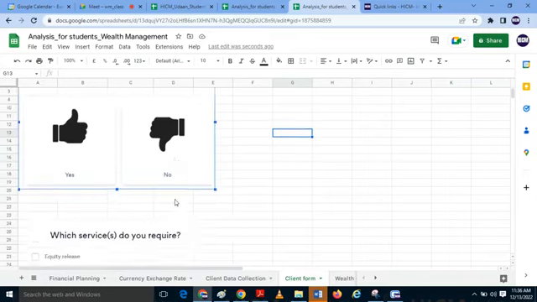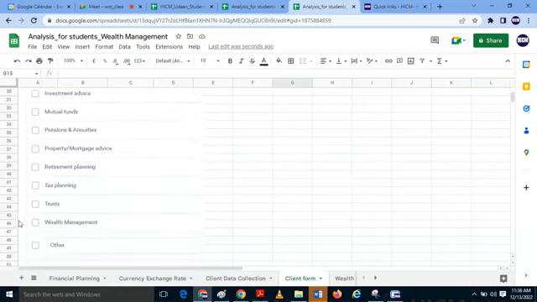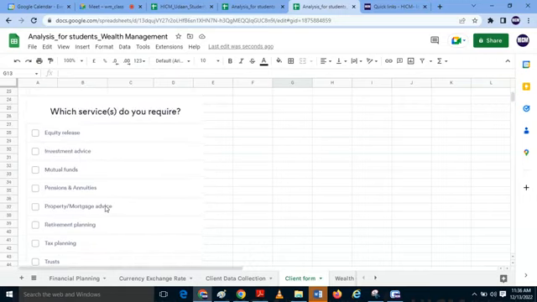Okay, he will tell yes or no. What service do you require? Equity release, investment advice, mutual funds, pension, annuity, retirement, tax planning, trust. These are the questions that you should ask him. Wealth management. Apart from this, if you have anything else in your mind, you write over here.